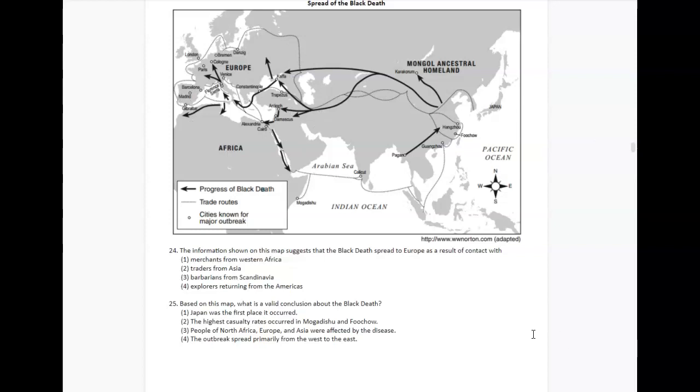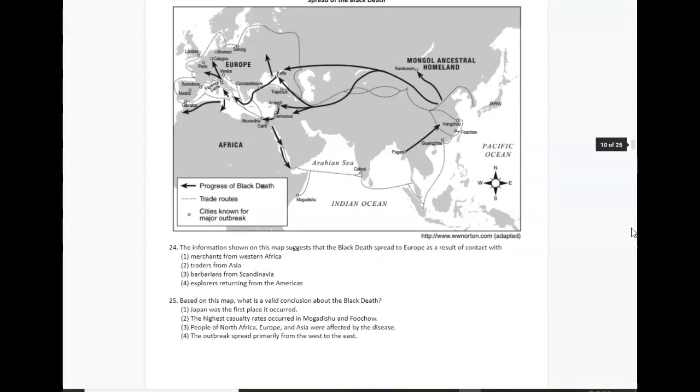So number 24. The information shown on this map suggests that the Black Death spread to Europe as a result of contact with who? 1. Merchants from Western Africa. 2. Traders from Asia. 3. Barbarians from Scandinavia. Or 4. Explorers returning from the Americas.